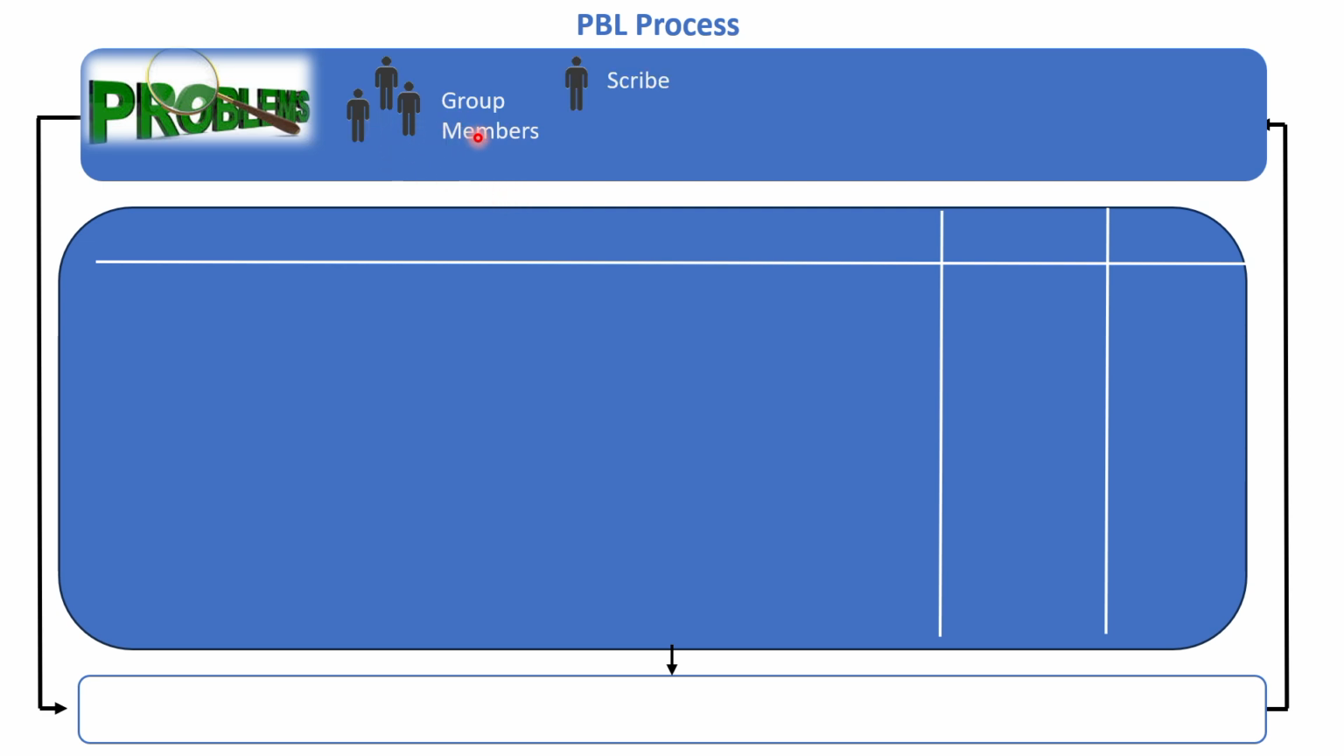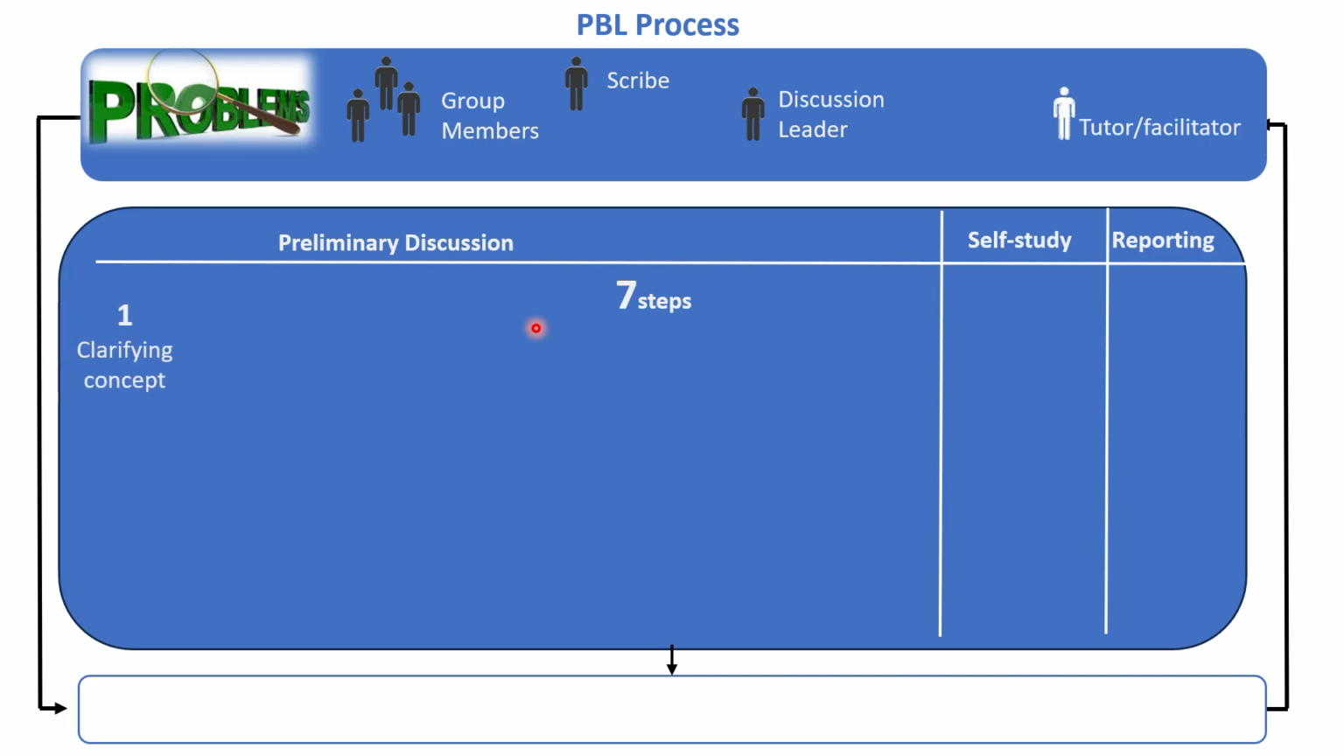So we have the problems and the group members, the scribe, the leaders, and the facilitators. We have 2 sessions. This is the first session, and here is the second session, and we have time between the 2 sessions, which is basically for self-study. We may plan the curriculum with activities that should be aligned with the case scenario, which will be presented here in the first session.